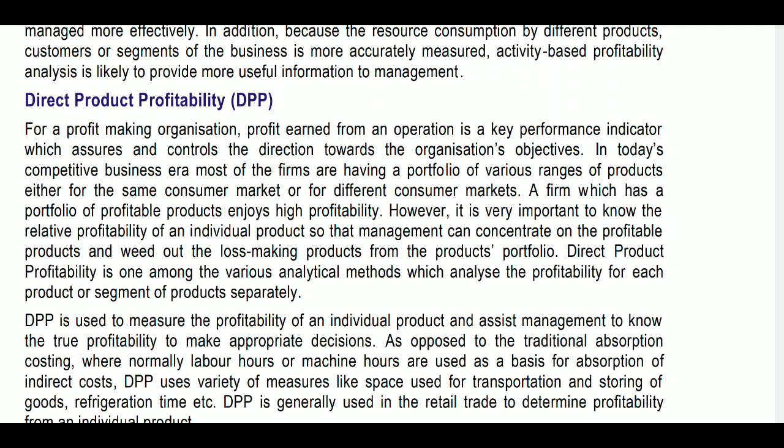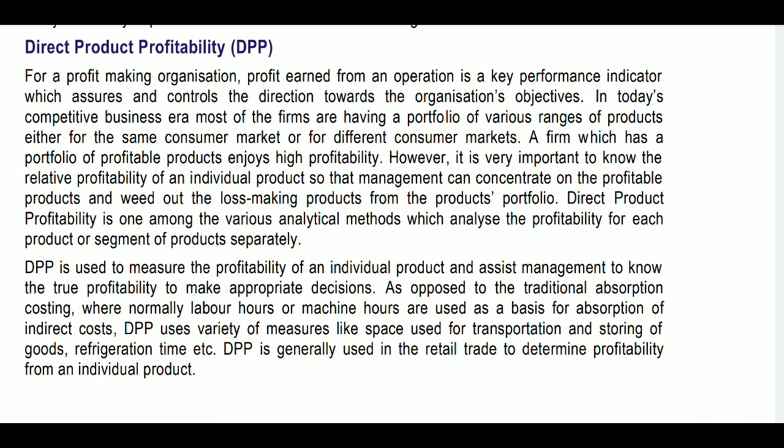Next, here we will have direct product profitability, DPP. What is DPP? It is basically used primarily within the retail sector. What does DPP involve? It involves attribution of both purchase price and other indirect costs, for example distribution, warehousing, retail, to each product line. Here the net profit will be opposite to gross profit, and we can identify it for each product.